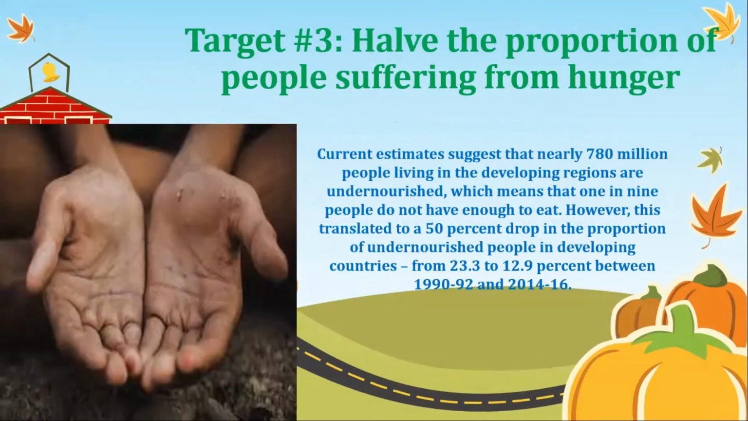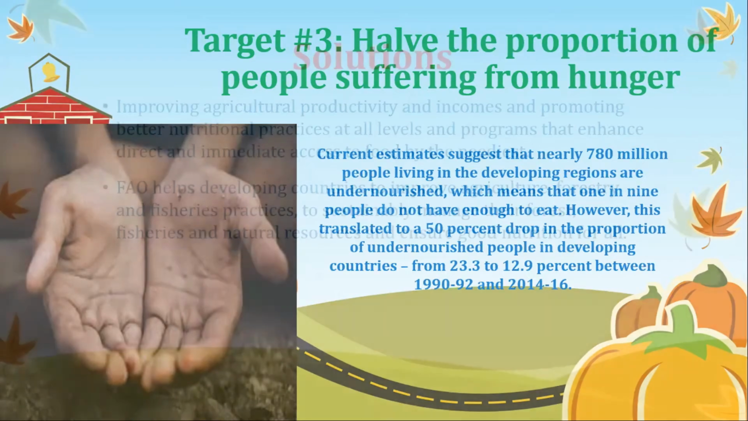So, target number 3. Current estimates suggest that nearly 780 million people living in the developing regions are undernourished, which means that 1 in 9 people do not have enough to eat. However, this translated to a 50% drop in the proportion of undernourished people in developing countries, from 23.3% to 12.9% between 1990 to 1992 and 2014 to 2016.